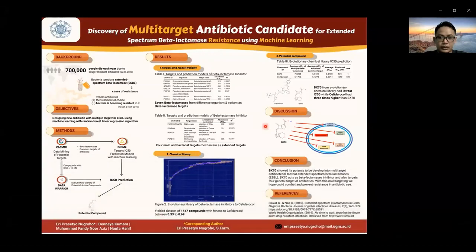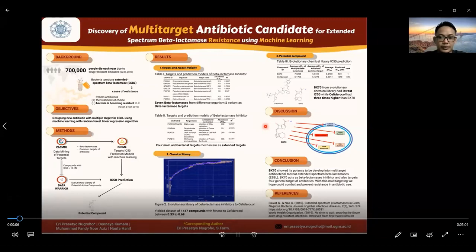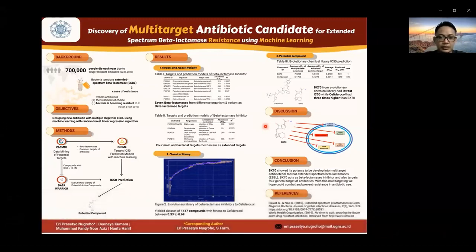Hello everyone, I'm Eric Pratyunugroho from the Cancer Chemoprevention Research Center, Faculty of Pharmacy, Universitas Gadjah Mada, Indonesia. Here we would like to present our research about the discovery of multi-target antibiotic candidates for extended spectrum beta lactamase resistance using machine learning.